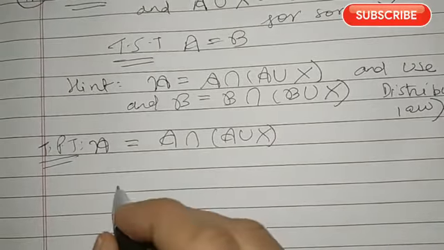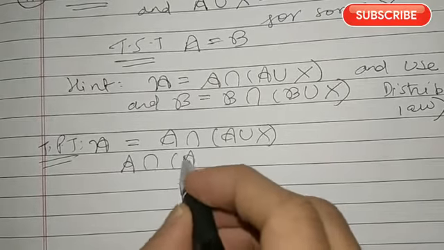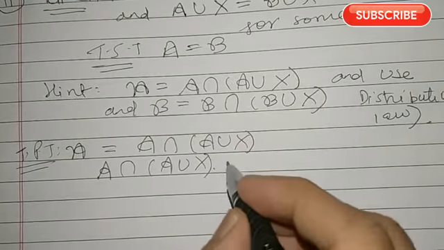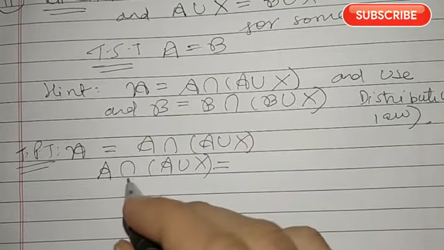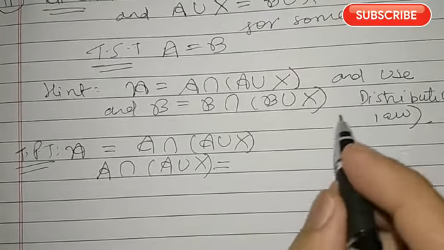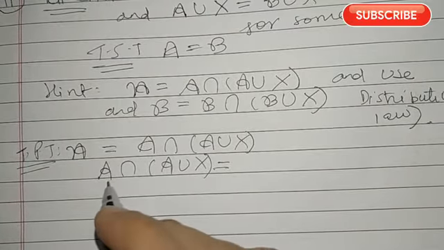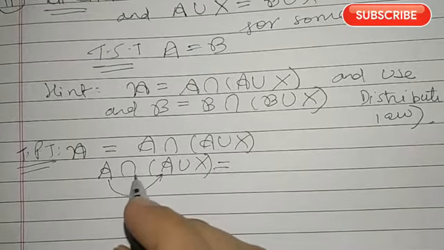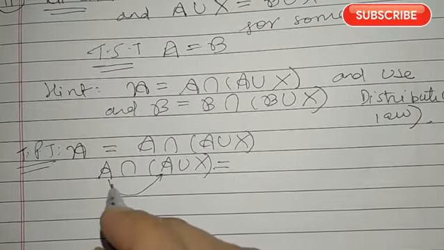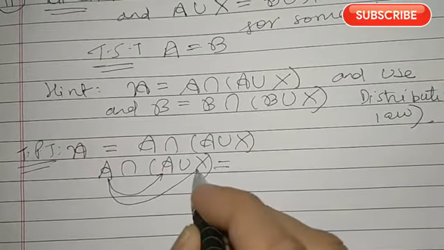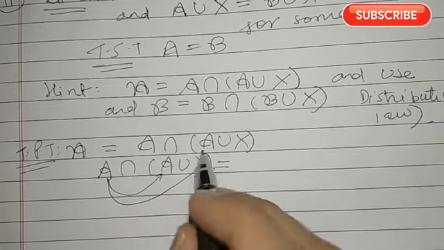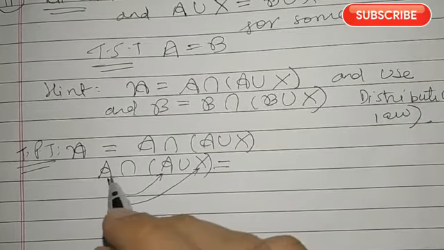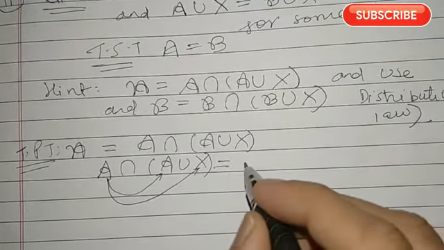Now you look at the right hand side, that is A intersection (A union X). This is equal to, by the distributive law, you have to use the distributive law now. Distributive law means you operate A with A by taking intersection, and then operate A with X by again taking intersection, with the union sign in between. You have to distribute this intersection over the bracket.